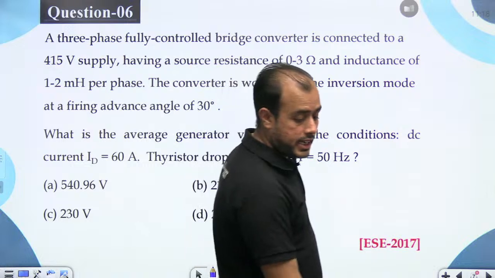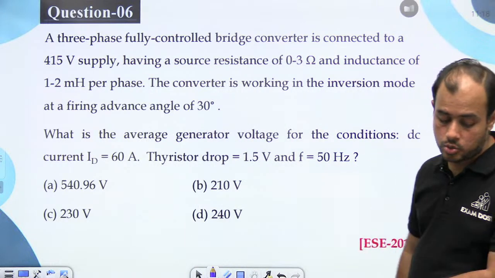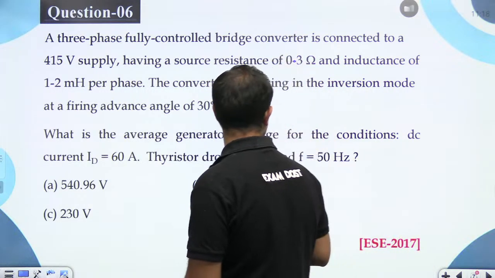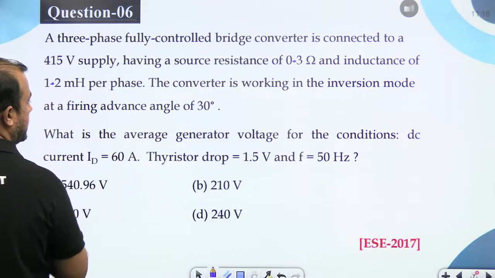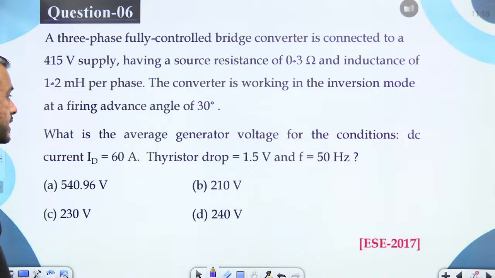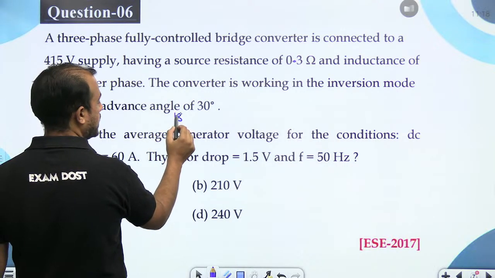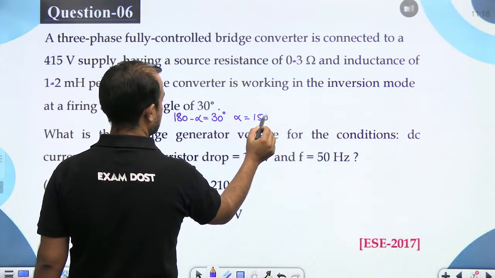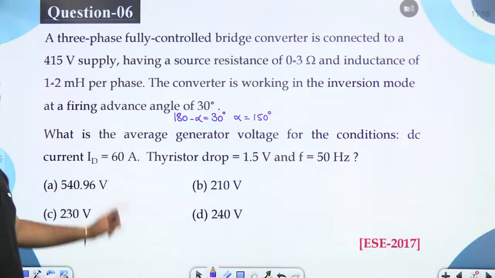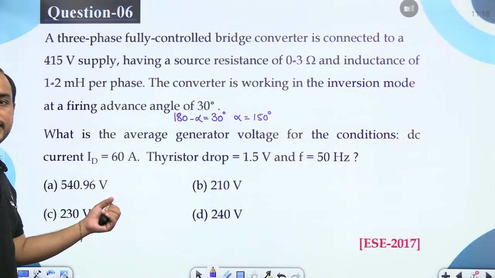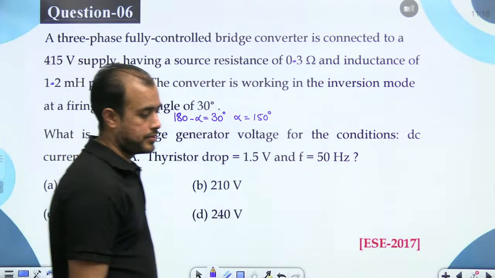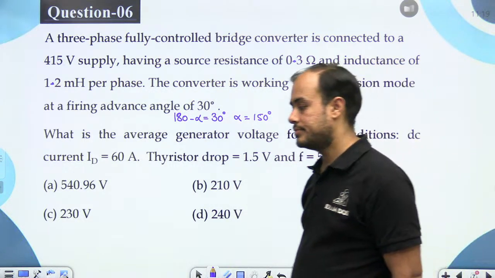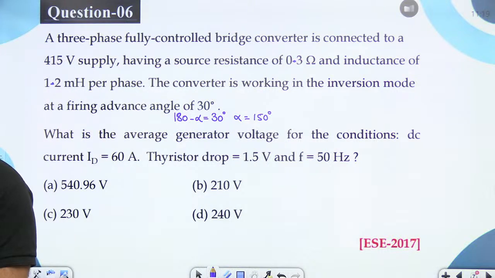Okay, very good. A three-phase fully controlled bridge converter is connected to a 415 volt supply having a resistance of 0.3 ohm and inductance of 1.2 millihenry. The converter is working in the inversion mode with the advance angle. Advance angle is actually 180 minus alpha. So alpha is 150 degree. What is the average generator voltage? DC current is given. Thyristor drop is given. What is the generator voltage?